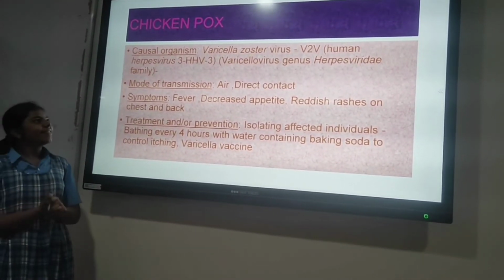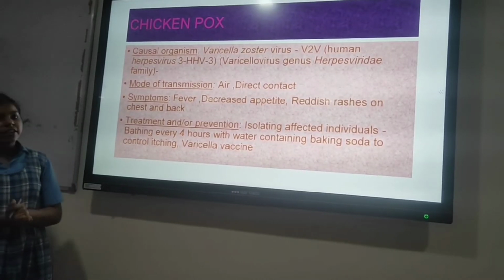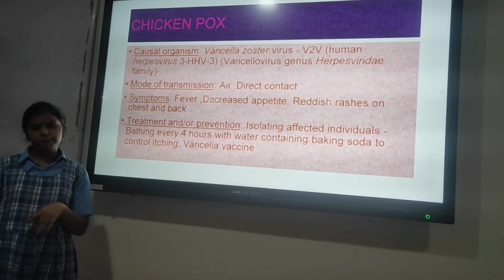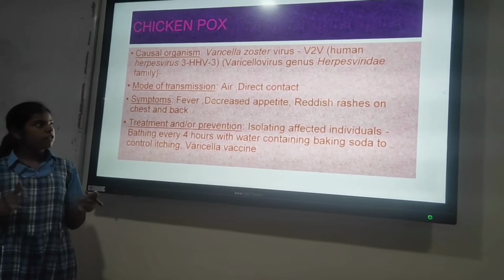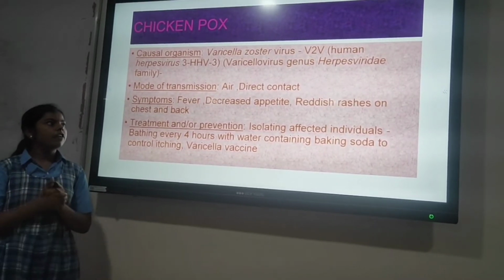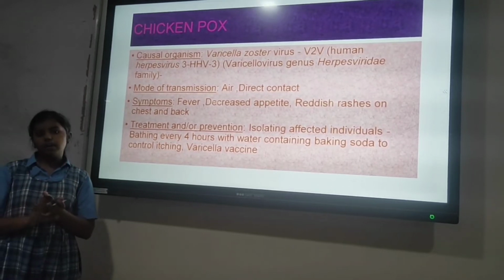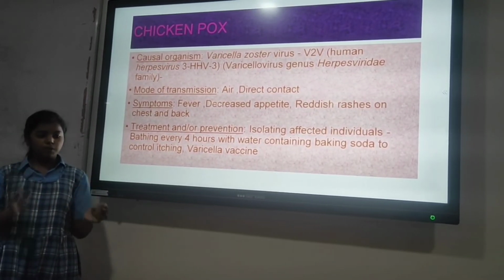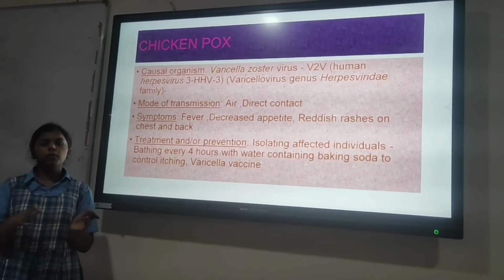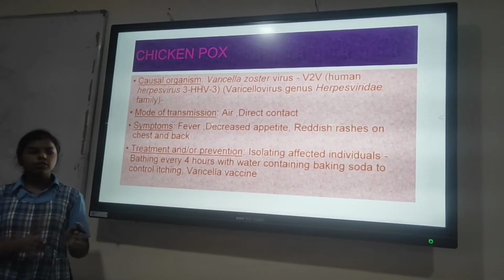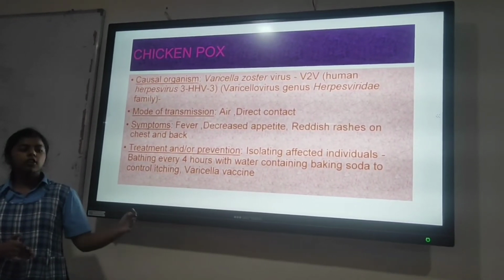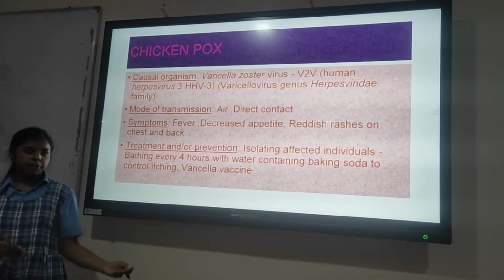The virus which causes chickenpox is varicella zoster virus, in short, VZV. This virus belongs to the Varicellovirus genus and Herpesviridae family. This can be transmitted through air or direct contact. So be careful when you visit any of your friends or relatives who have chickenpox. Be careful that you do not get in touch or in contact with that person.